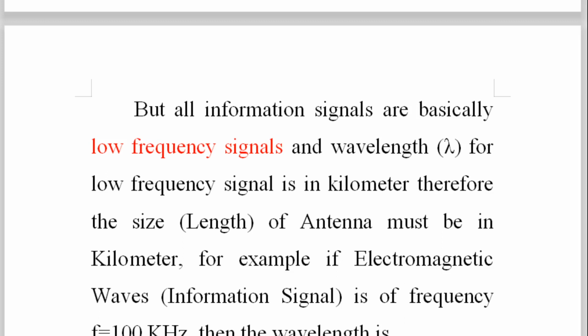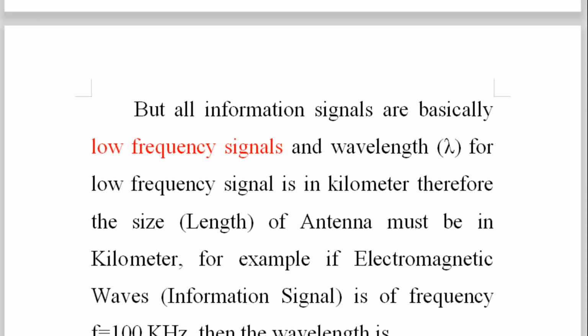Inverse relation between frequency and lambda means if the frequency is low, wavelength lambda is very large. Large means what? The wavelength is always expressed in meters and kilometers. So for a low frequency signal, the lambda is in kilometers. So that is what is explained here. All information signals are basically low frequency signals, and the wavelength lambda for a low frequency signal is in kilometers. Therefore, the size of the antenna must be in kilometers, which is not affordable or possible.